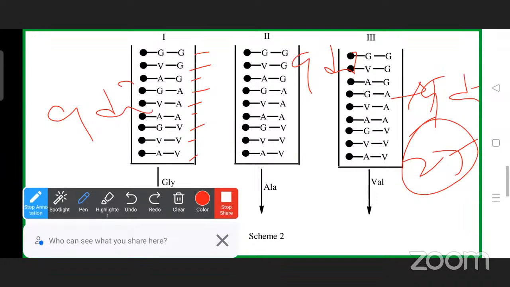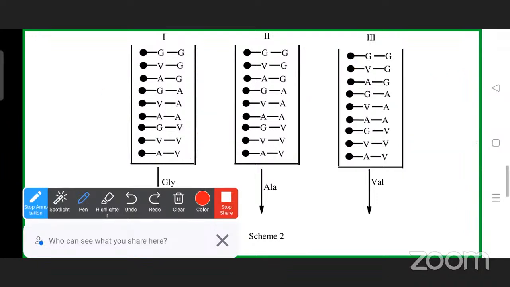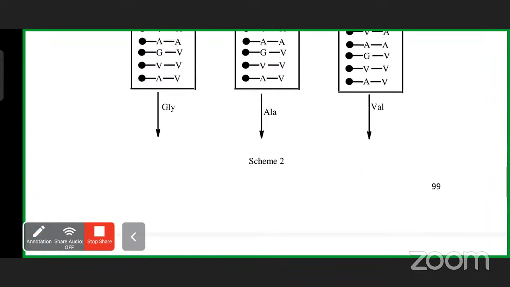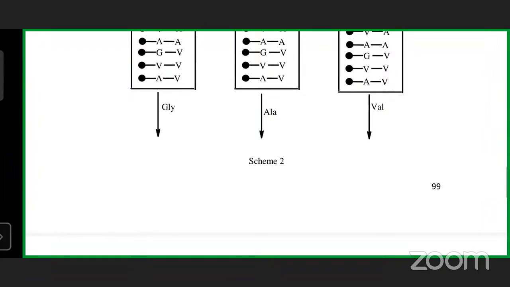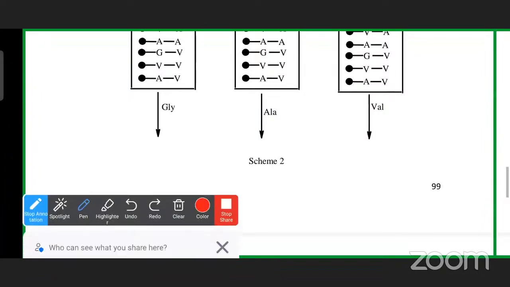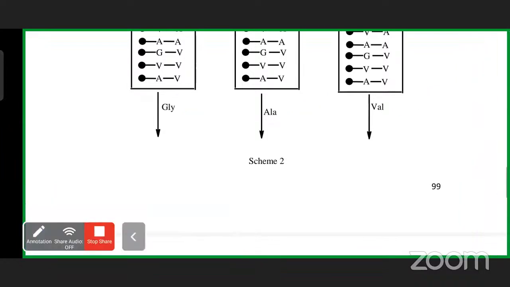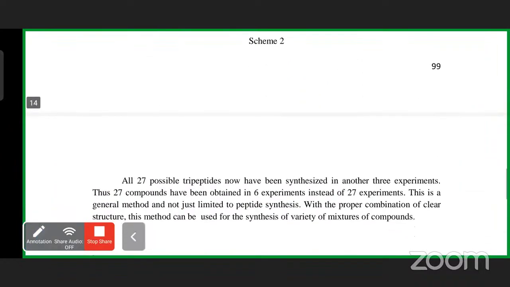Okay. Now you add the third amino acid to the above reaction vessels, right? The next step involves again adding 3 different amino acids, one in each reaction vessel, each of which contains 9 different dipeptides. Now you add the different amino acids in each reaction vessel here. Then what happens here?